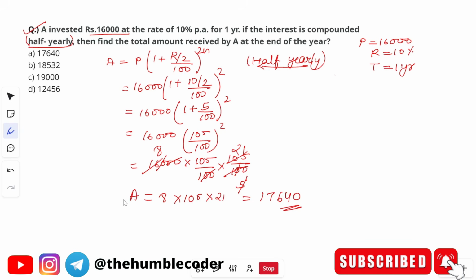Let's cross check whether we were asked to find amount only or compound interest. In the question it was mentioned, he invested 16,000 at the rate of 10% per annum for 1 year. If the interest is compounded half yearly, then find the total amount received, which means this is the only final answer that we will have to submit. So the correct answer will be option number A, which is 17640.